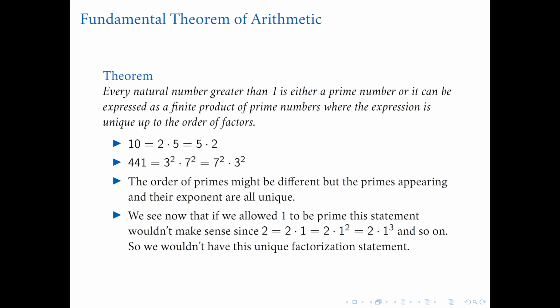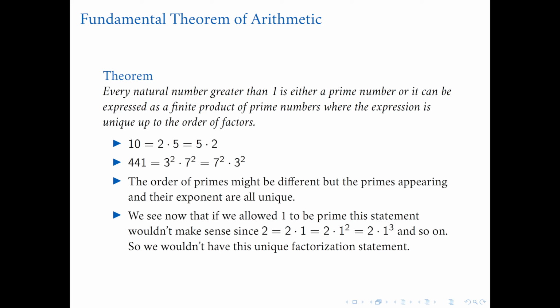We've arrived at the statement for the fundamental theorem of arithmetic. So what is the statement? The statement is, if we have any natural number which is bigger than 1, then it's either prime or it can be expressed as a finite product of prime numbers. And the expression is unique up to reordering, essentially.